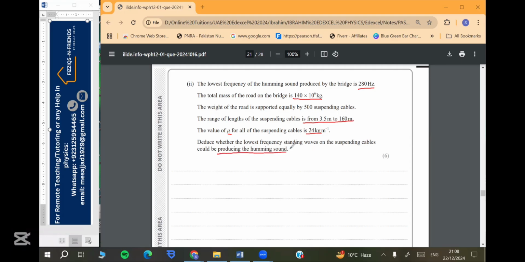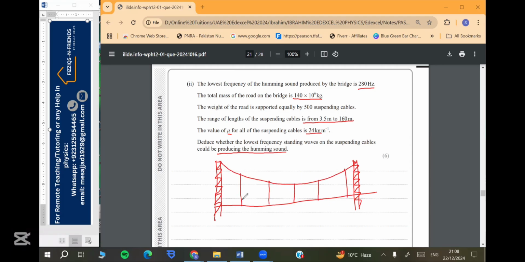Okay, humming sound. Very important question, and it has to be understood well. Okay, so these are the two bridges. Here you have the road, and here you have the strings or the wires.